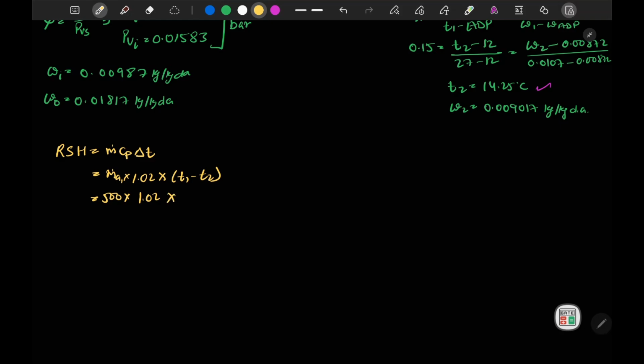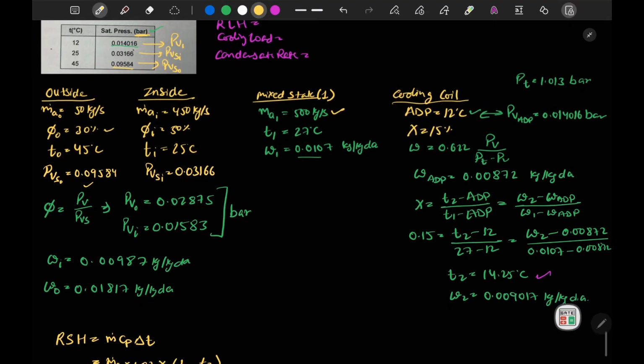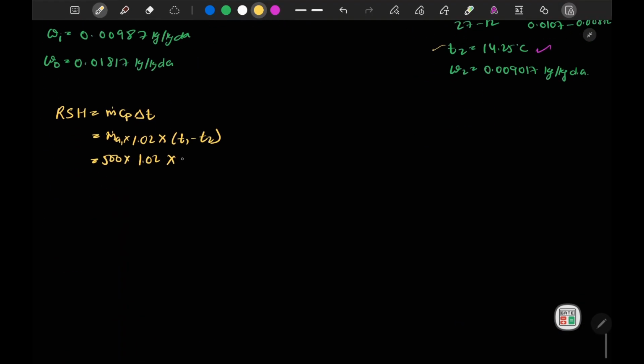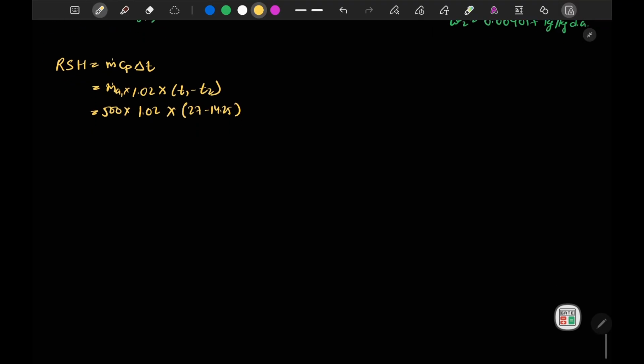The value of T1 we calculated is 27, and the T2 value we have calculated is 14.25. So 27 minus 14.25. If we calculate this, we will obtain our room sensible heat equal to 6502.5 kilowatt. This is our room sensible heat.